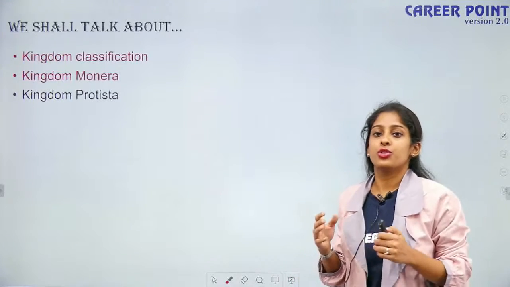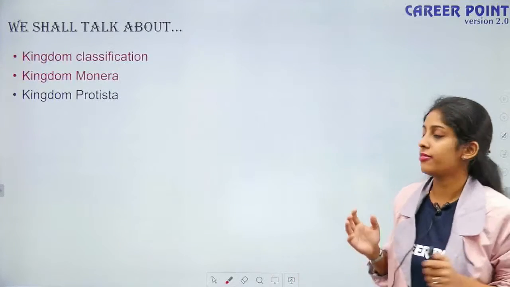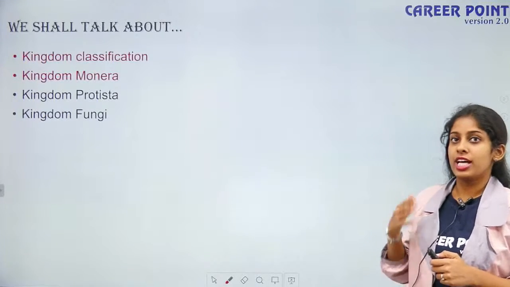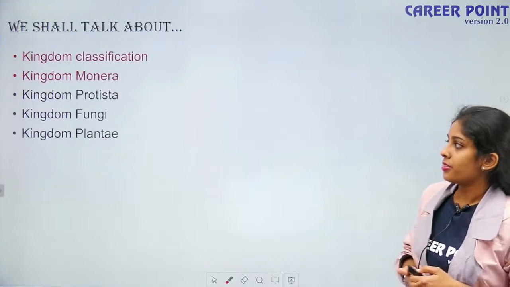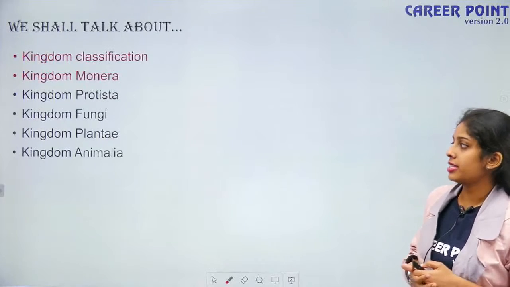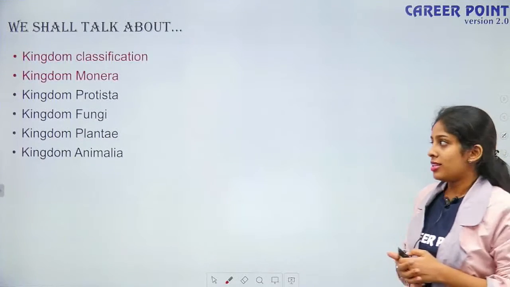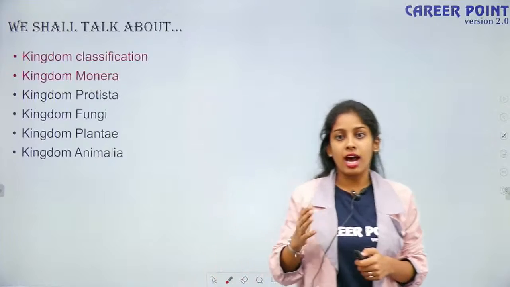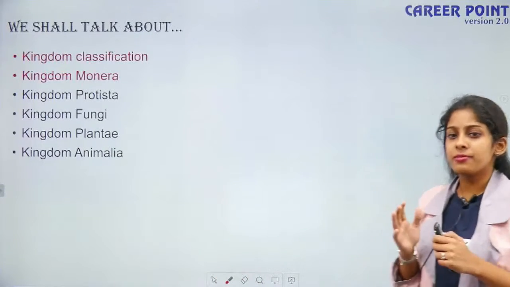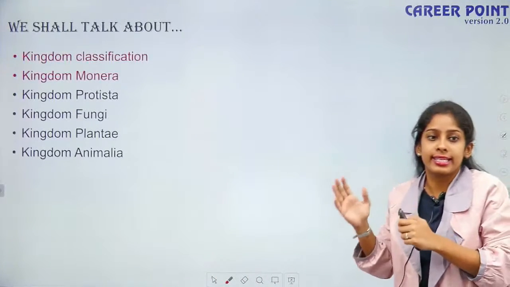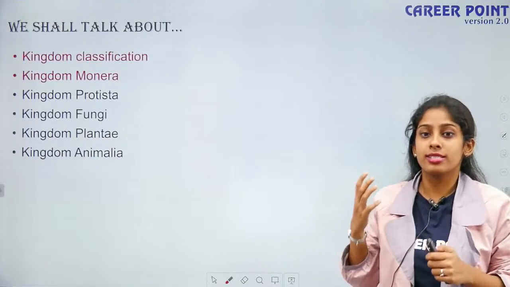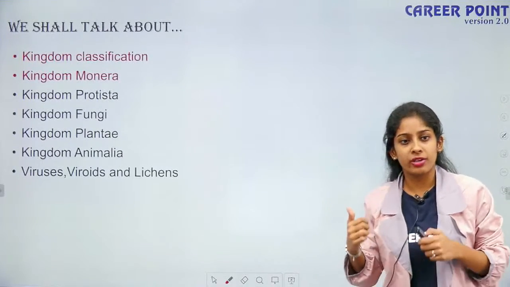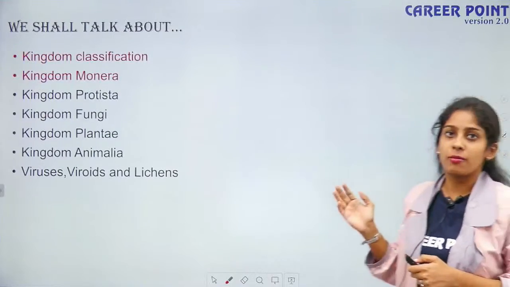Protista consists of unicellular eukaryotes. Then we still have to talk about kingdom Fungi, which we'll do in the Saturday class. Then it is kingdom Plantae and kingdom Animalia. All these were the 5 kingdom classification given by R.H. Whittaker. But apart from this, a certain group of organisms were neglected because they were not able to assign to which group they belong, and those were viruses, viroids and lichens. At the end we'll talk about them.